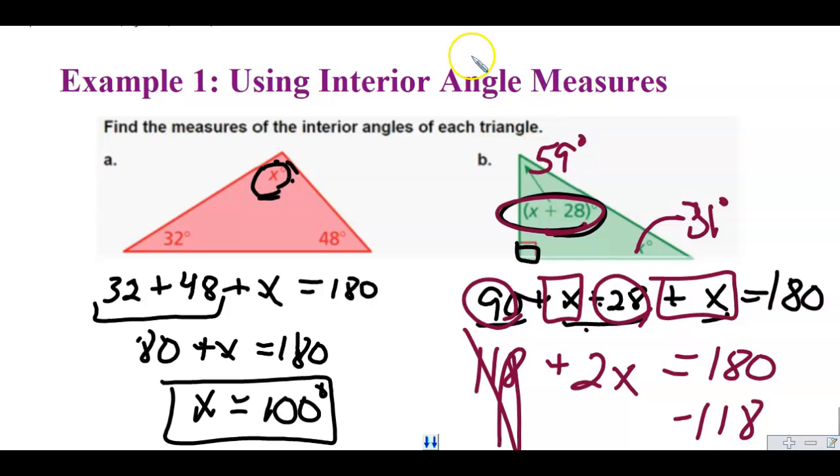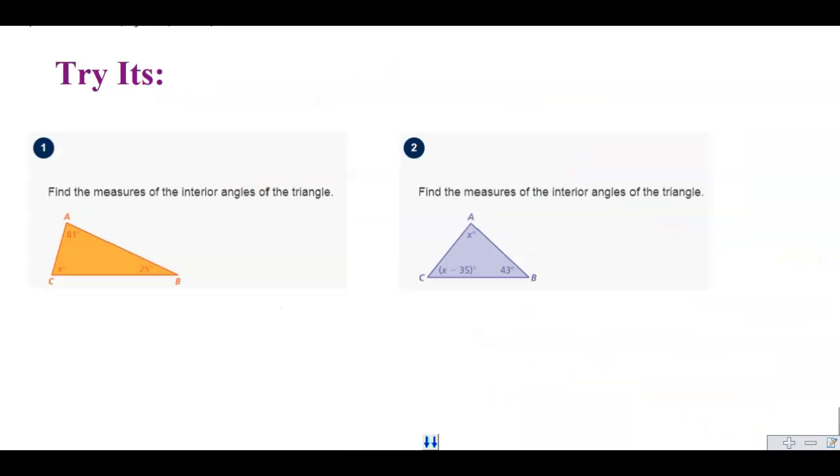Do a quick check, make sure you got it all correct. We have 90 plus 59 plus 31 equals 180, so we know we're good. Why don't you give it a shot? Pause the video, try these two problems out.